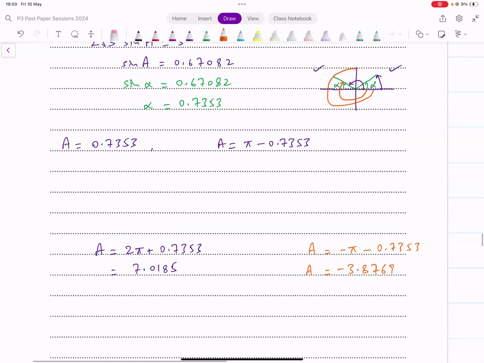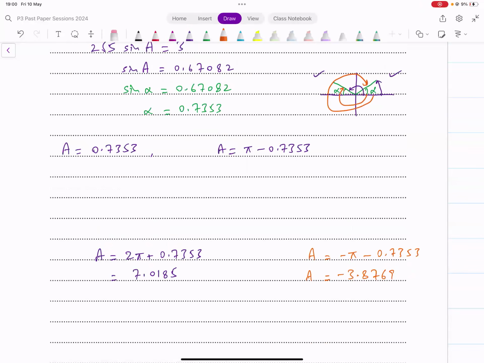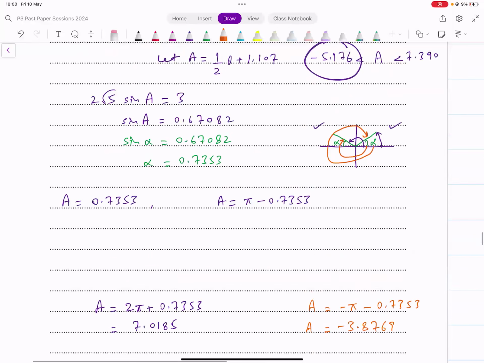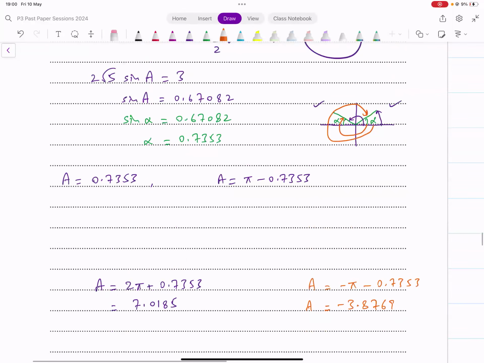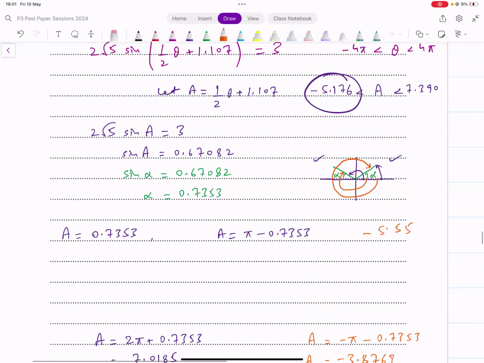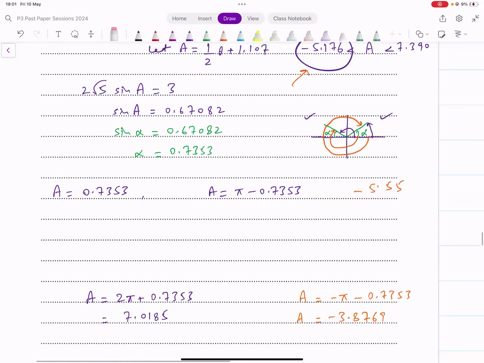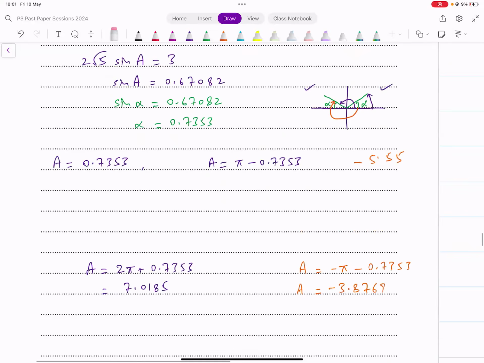Then you can go like this as well and see what that is. Most likely that's not going to be part of the interval because we've got 4 answers already. Let's just take this. Minus 2 pi plus 0.7353. If I go like this in the negative direction up to this point, this is giving me minus 5.55. And that is outside the interval, so we do not consider that. These are the 4 possible values of A that we're getting, that I've written here.